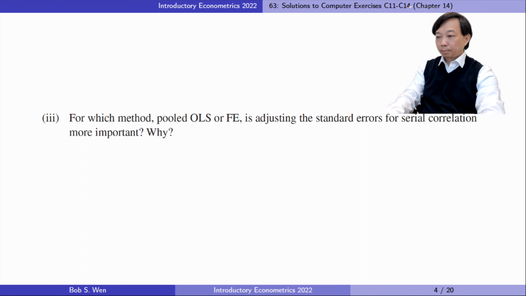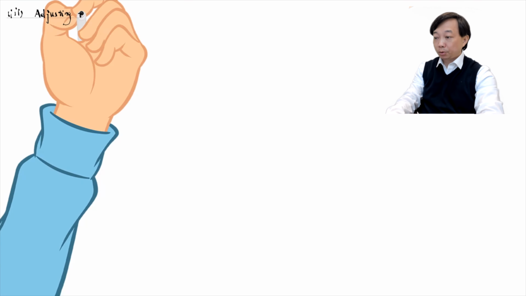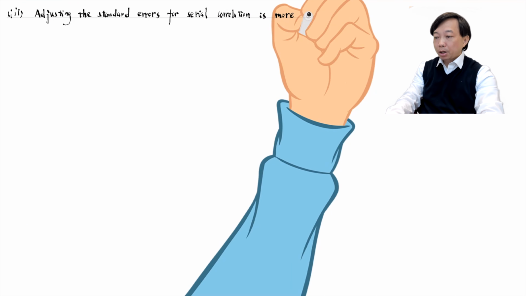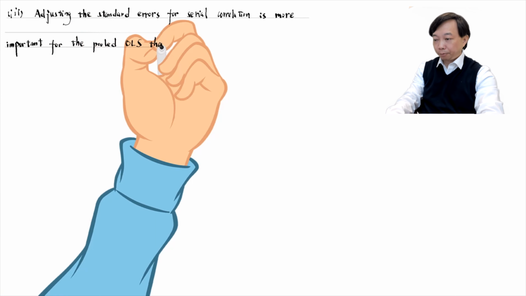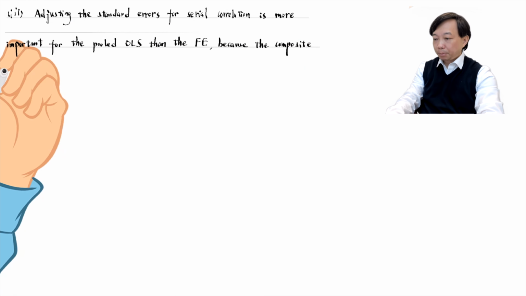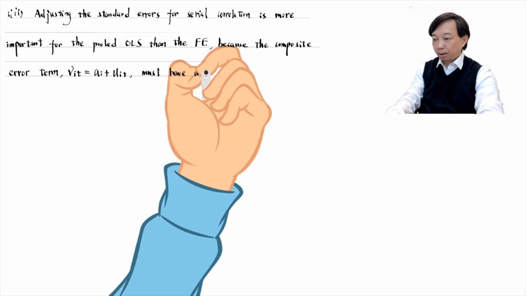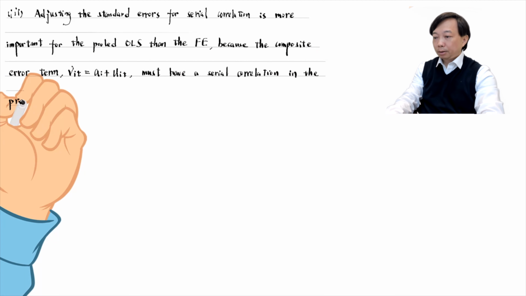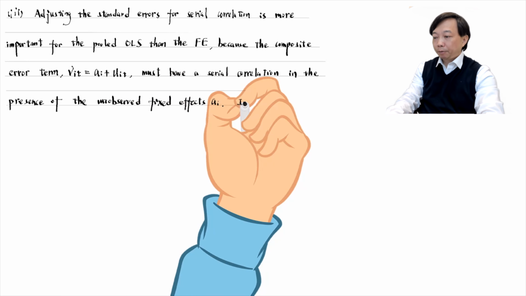In part 3, is adjusting the standard errors for serial correlation more important for which method, pooled OLS or fixed effects? Why? Adjusting the standard errors for serial correlation is more important for the pooled OLS than the fixed effects, because the composite error term u_it must have a serial correlation in the presence of the unobserved fixed effect a_i.